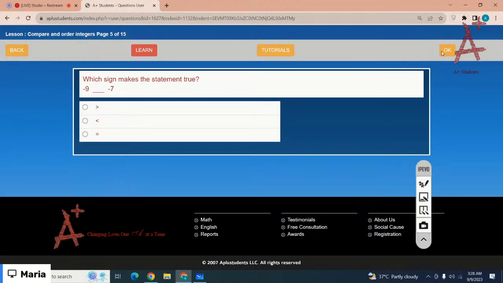Okay, the next one is negative 9 and negative 7. You have to compare. So which is the correct option? Negative 9 is less than negative 7, right? Because negative 9 is farther from 0 than negative 7. So negative 9 is less than negative 7.